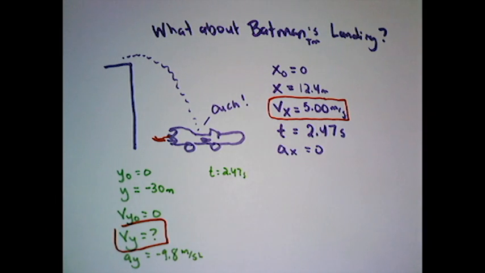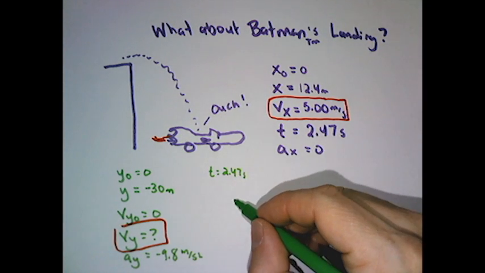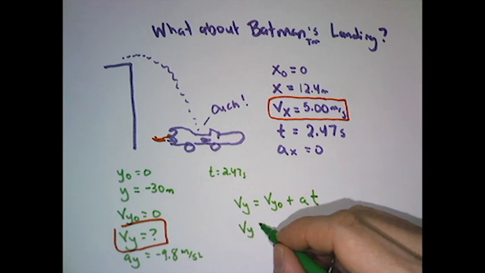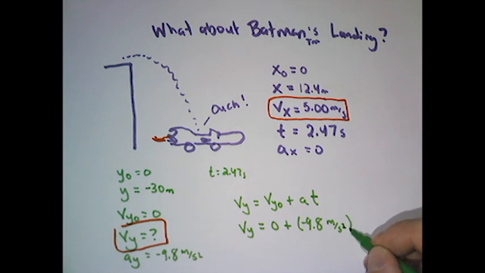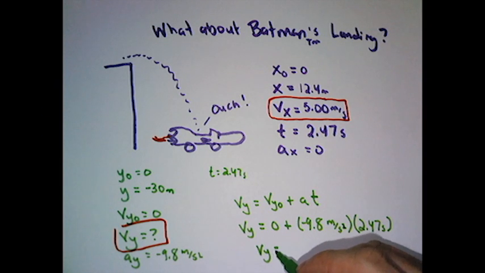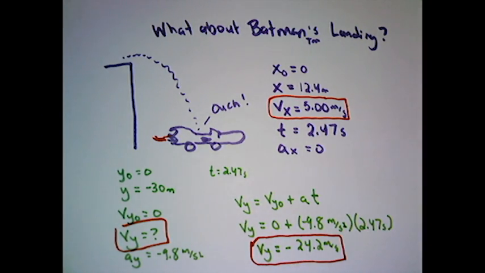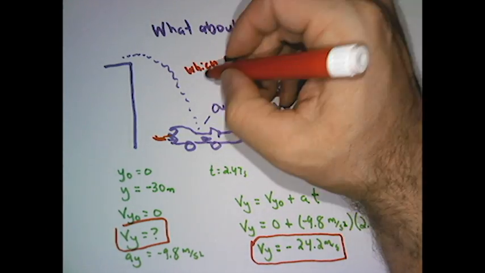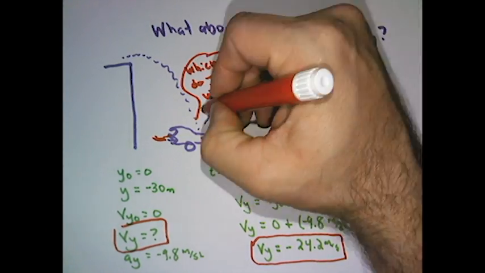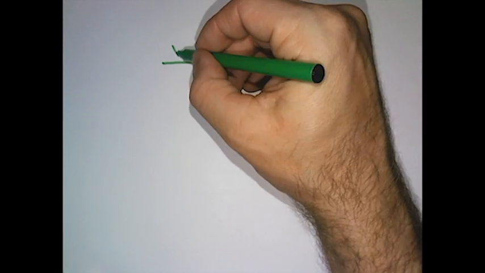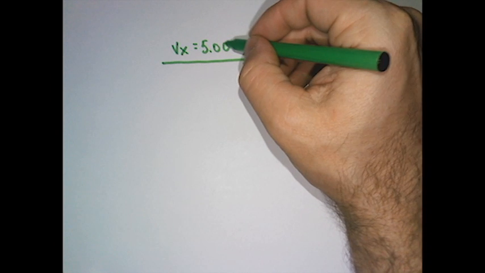Now looking at our vertical knowns, we can solve for that y velocity. Looking at the other knowns that we have, we'll pick an appropriate kinematics equation and we'll go ahead and use the time that we found before, and we can find that he lands going vertically at negative 24.2 meters per second. So he's going 5 meters per second in the x direction and 24.2 meters per second in the y direction. But I don't want two answers. I want one answer. I want to know the speed Batman's going when he hits his seat.